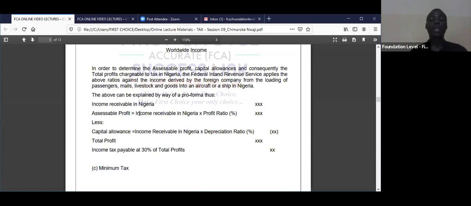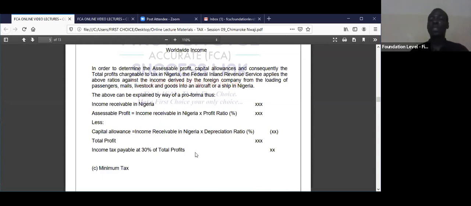Now you see, the Nigerian income multiplied gives the assessable profit, which is what your profit would have been if you had taken into cognizance the Nigerian expense, which we have ignored. Then we look at capital allowance, which is depreciation in lieu of capital allowance. When we less it, we have our total profit.